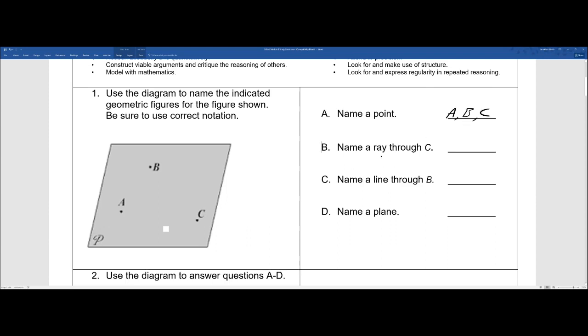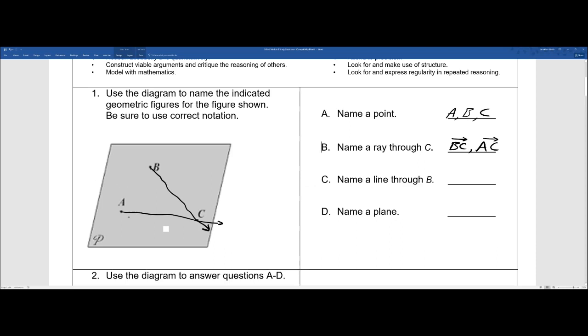Now for rays through C, we can remember a ray, and this is of course not a perfect straight ray, but a ray you could draw from B to C. Don't forget to use the markings above the letters. Remember, it's going through C, so C is not going to be an endpoint for that ray. And we also have AC. Make sure you draw the arrow. Okay, they are rays.